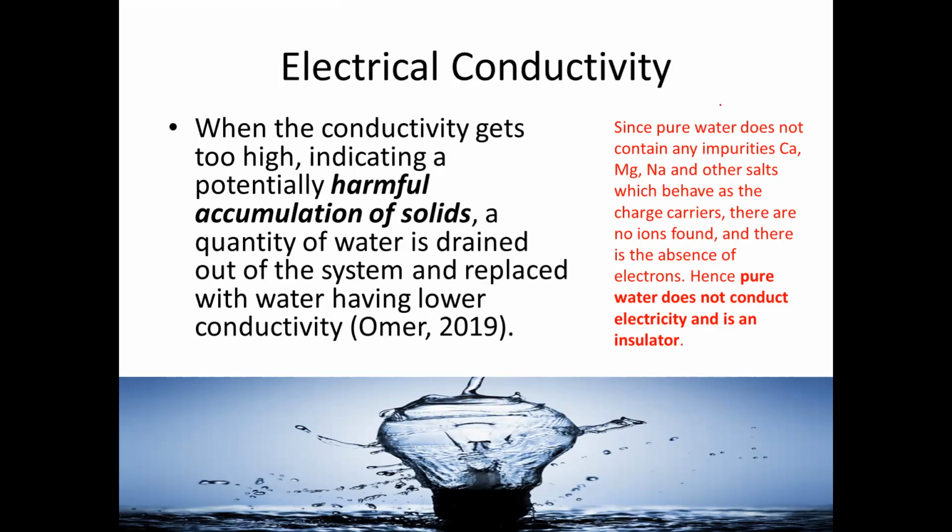This is an explanation of why water became a good conductor of electricity. Since pure water does not contain any impurities like calcium, magnesium, sodium, and other salts, which behave as charge carriers, there are no ions found, and there is an absence of electrons. Hence, pure water does not conduct electricity and is an insulator. However, again, from our discussion last time, water is a good solvent, so it could also carry with it some dissolved solids or ions.